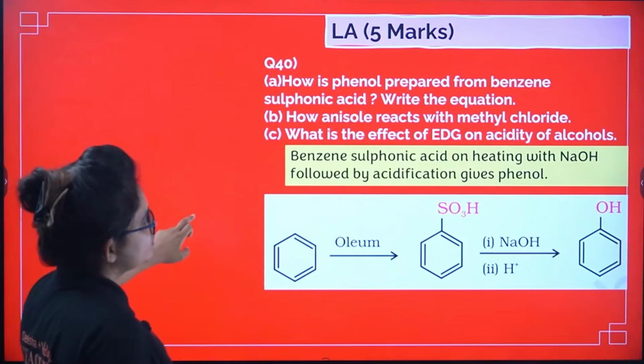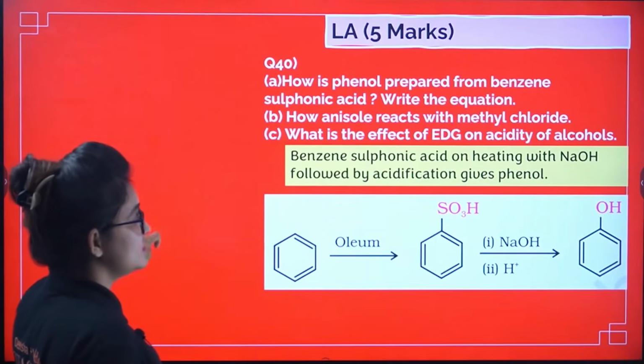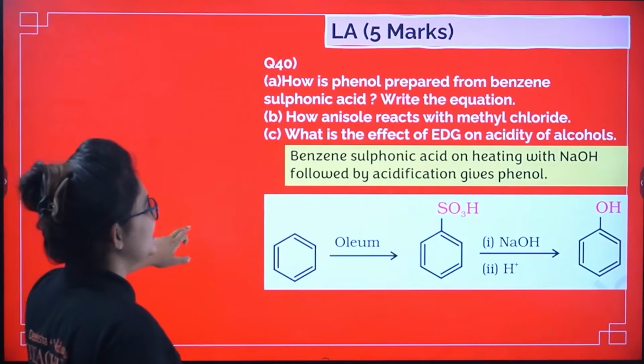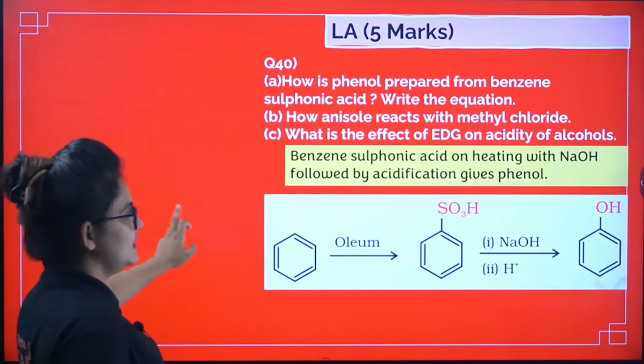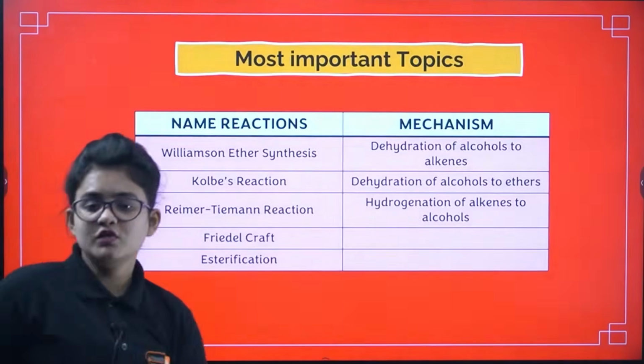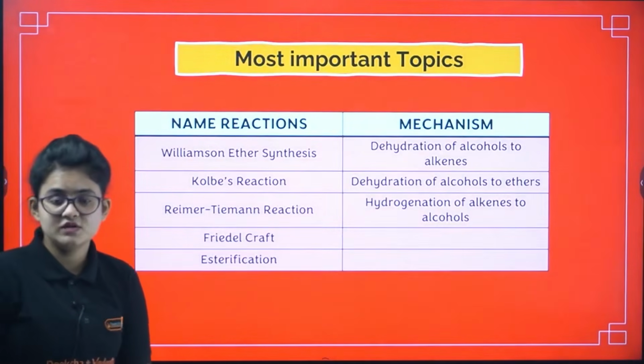And what is the effect of an electron donating group on alcohols? So acidity will decrease, right? That is also something we did. So this is what you have to cover in the alcohols, phenols and ethers chapter.